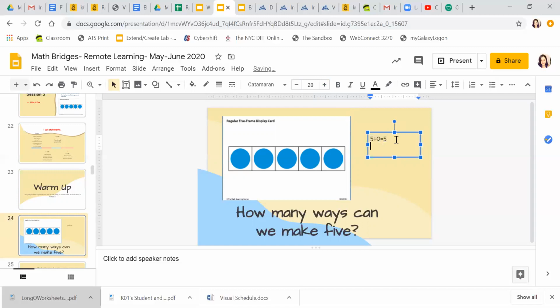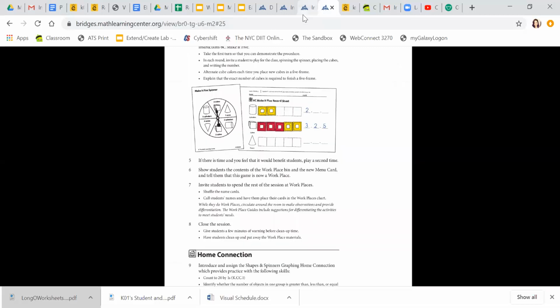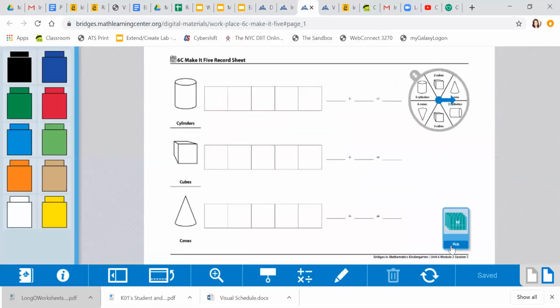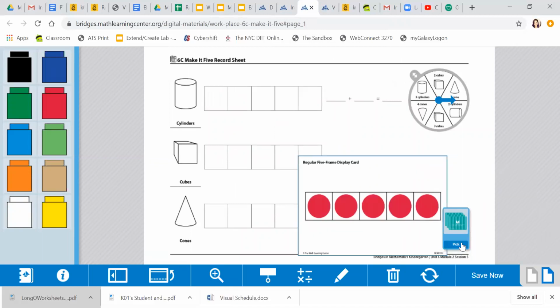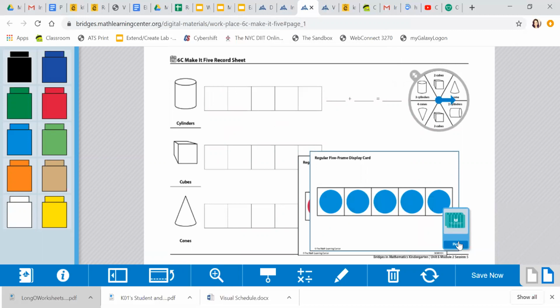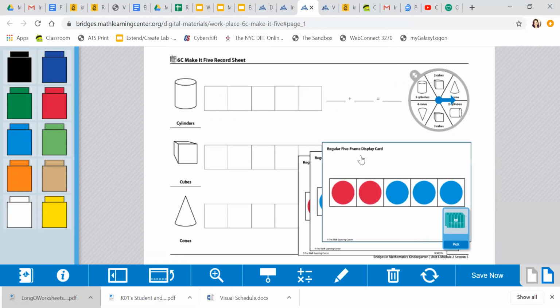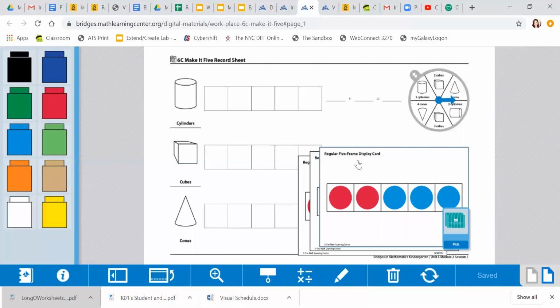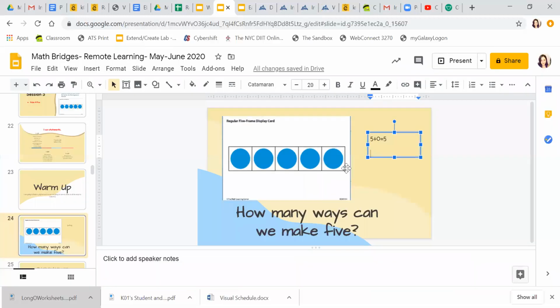Okay. Let's think of another way to make 5. I'm not sure. I'm really not sure. Oh, you know what? Let me actually come over here. I want to show you guys something. Let's see. Not that one. Not that one. Oh, what about this 5-frame card? What is this showing me? How many reds? 2. And how many blues? 3. So is that another way that we could make 5? Yep. 2 plus 3 equals 5.